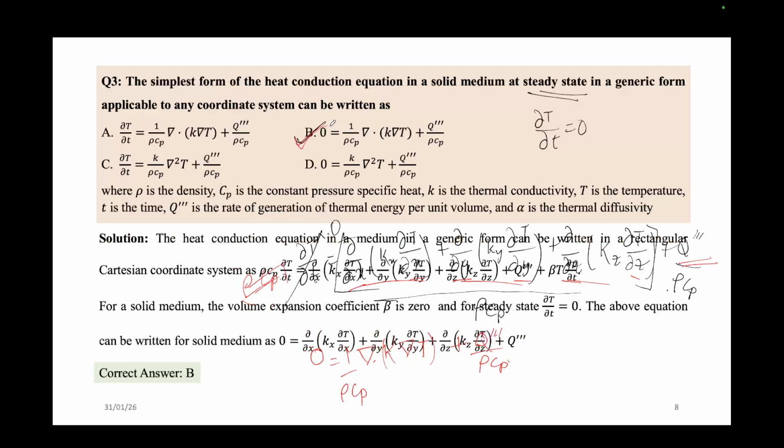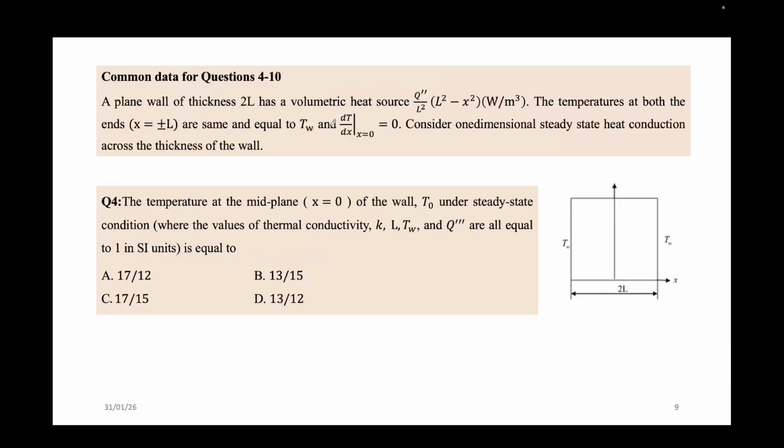Okay. Next is a lengthy question. This question consists of 4 to 5 questions, not 10 questions. I am just writing 3 questions. It is 4 to 6. Maybe a large number of questions may come, but this is the question.